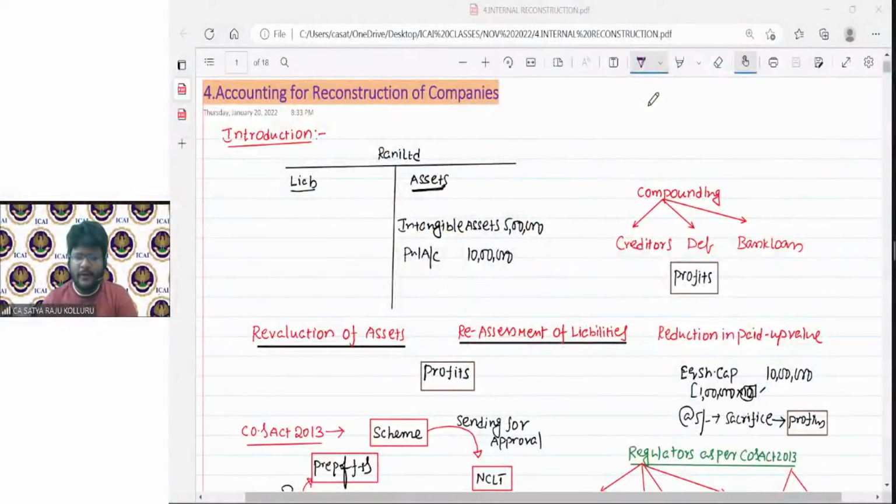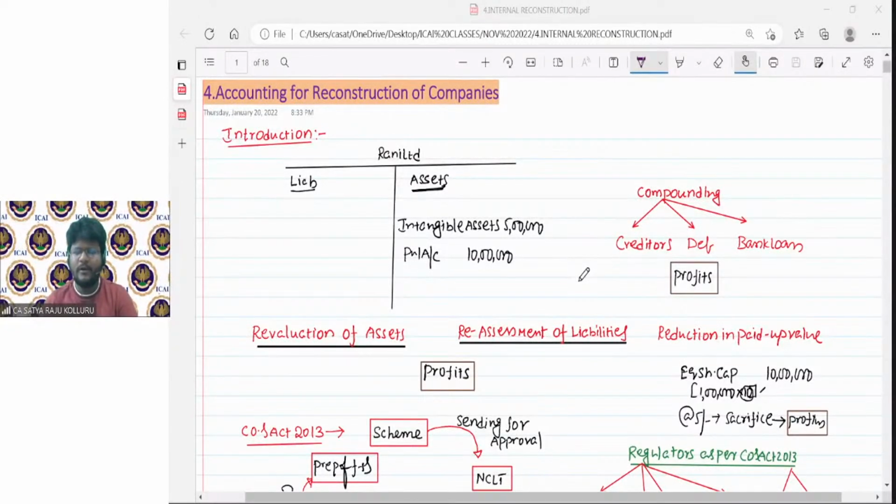Since the last 4 lectures, we extensively discussed things related to the amalgamation chapter. Am I right? From this lecture onwards, for almost 2 to 2.5 sessions, we are going to discuss things related to internal reconstruction. Somewhat of a basic intro I already gave along with the chapter on amalgamation.